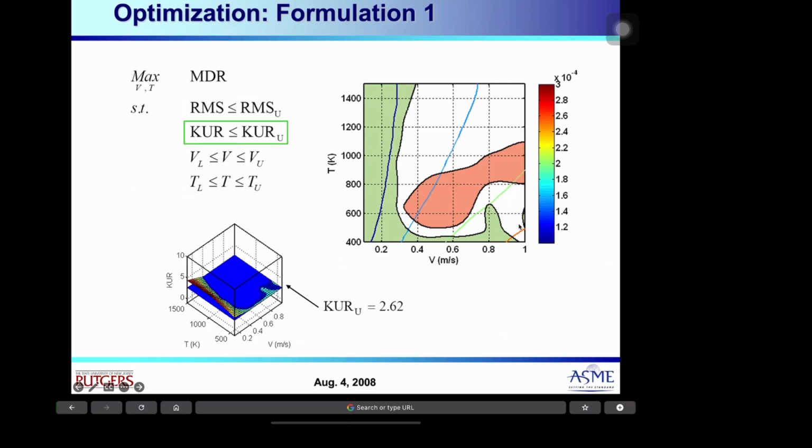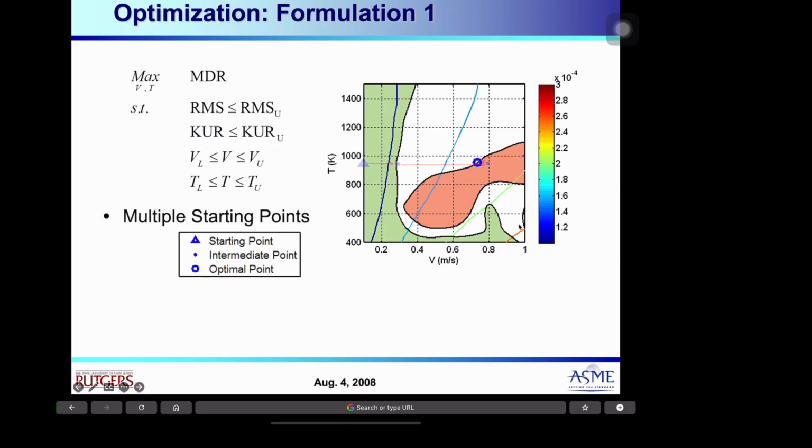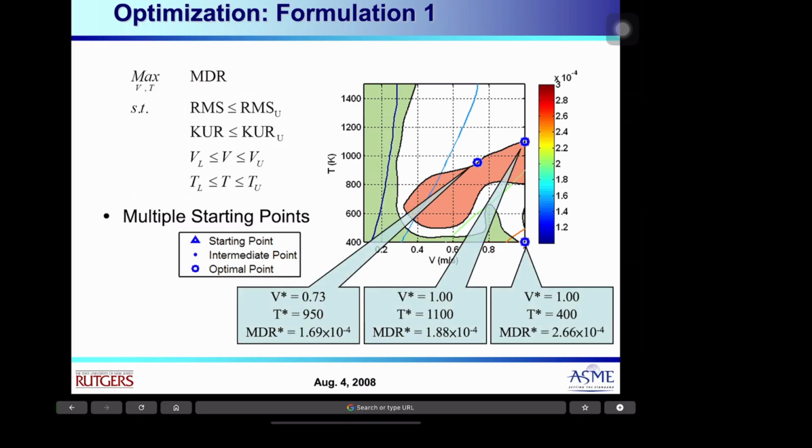So within the white area, there are some local optima. I use a gradient-based approach, and there are some local optima, and the last one is the best because it has the highest deposition rate.